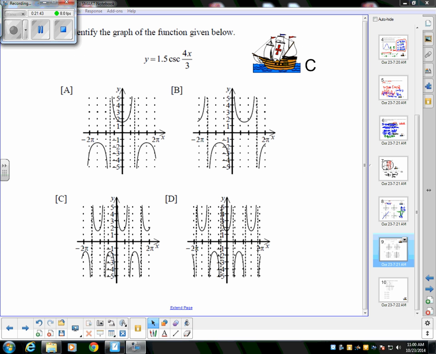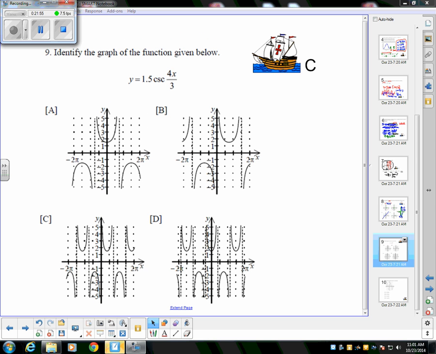Okay, this question here, we can tell by our answer on the top right, the little boat has C. C is the correct answer. This one here is going to be just a matching. I'll try to pull it down a little bit. It says identify the graph of the function given below. Here's the function right here. And again, we could analyze this and say, well, we know the amplitude is 1.5 and B is 4 over 3. So our period is going to be, and we could try to go through all that.